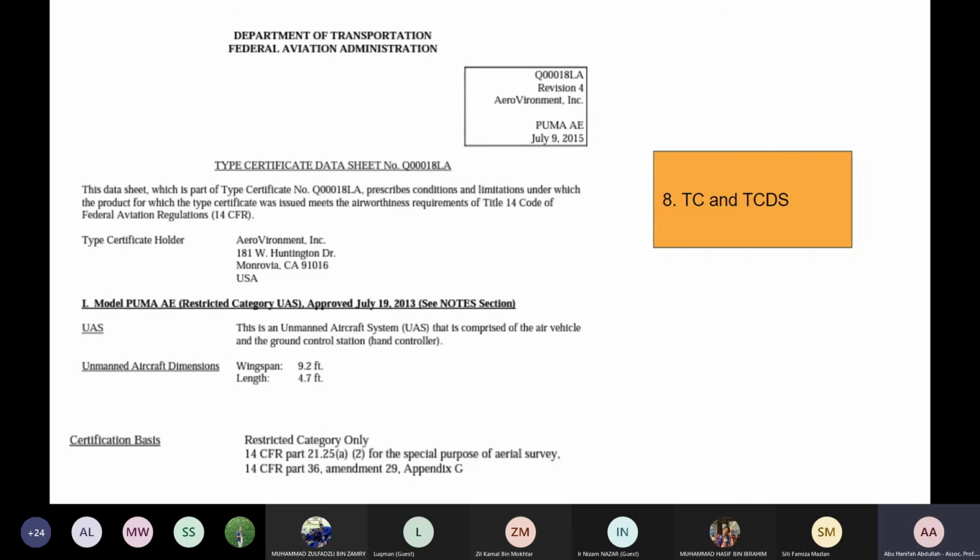Another one is the model Puma AE, also a restricted category with a restricted TC and a restricted, special certificate of airworthiness. So that is an example of a certified drone with a type certificate, and hopefully we will have a Malaysian company with this kind of certificate as well.